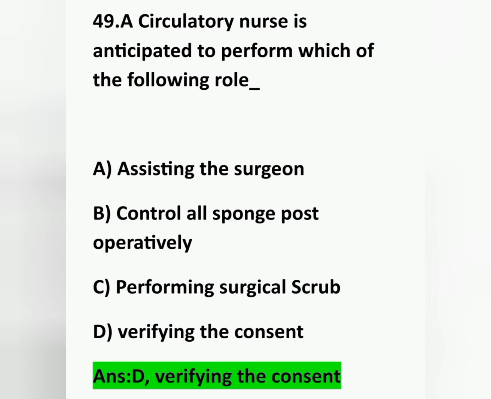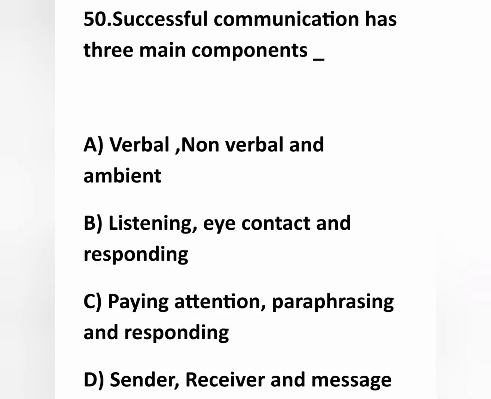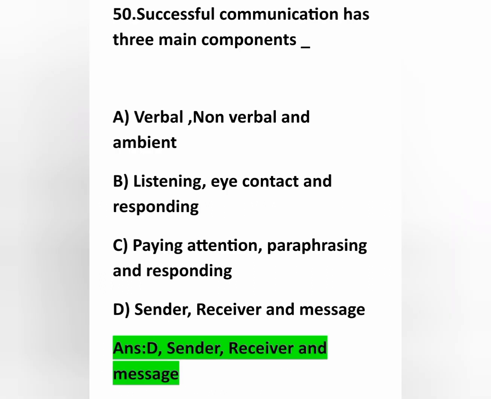Move on to the next question. A successful communication has three main components. Option A, verbal, non-verbal and ambient. Option B, listening, eye contact and responding. Option C, paying attention, paraphrasing and responding. Option D, sender, receiver and message. For successful communication, we need a sender, receiver and message. These are the three main components in successful communication.